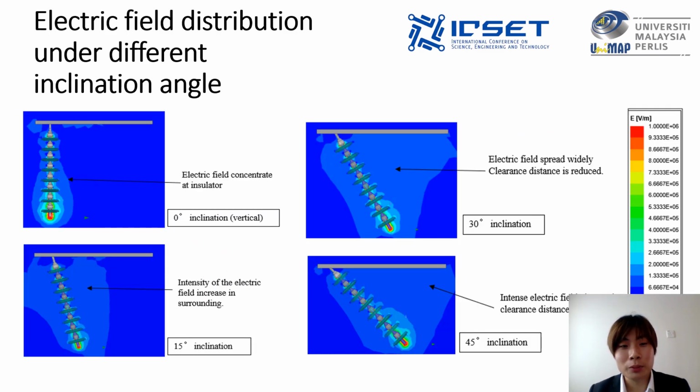This slide shows the contour plot diagram of the electric field. The red color refers to the intense electric field and the blue color shows the lower electric field distribution. From the diagram, when the insulator inclines even by 15 degrees, the intensity of the electric field starts to spread in the surroundings. We can observe that the condition gets worse when the insulator inclines to 45 degrees. The high electric field in the surroundings may cause flashover if the electric field is higher than the breakdown value in air. This condition has a high impact on the insulator and reduces the insulation level and also the electrical performance.